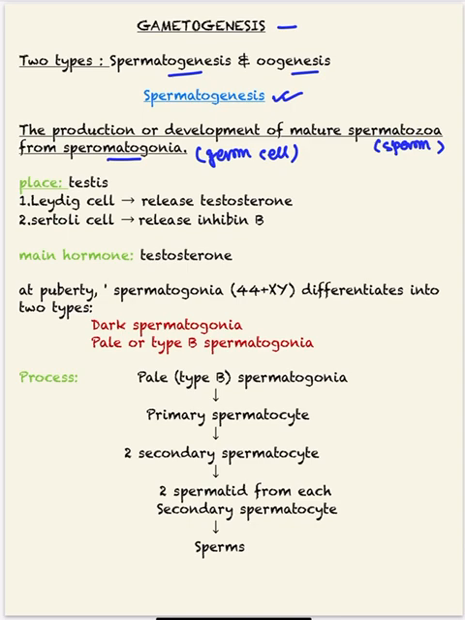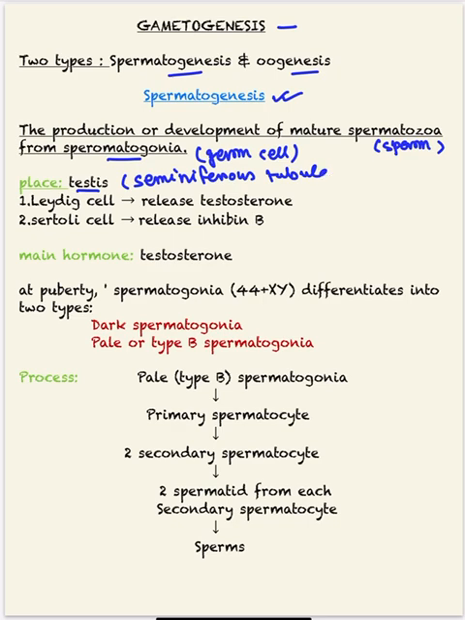Now the place where the process takes place. This is mainly in testes. And if you know the anatomy of testes, there are two compartments: the interstitial compartment and the seminiferous tubule. And the main place of spermatogenesis is the seminiferous tubule.